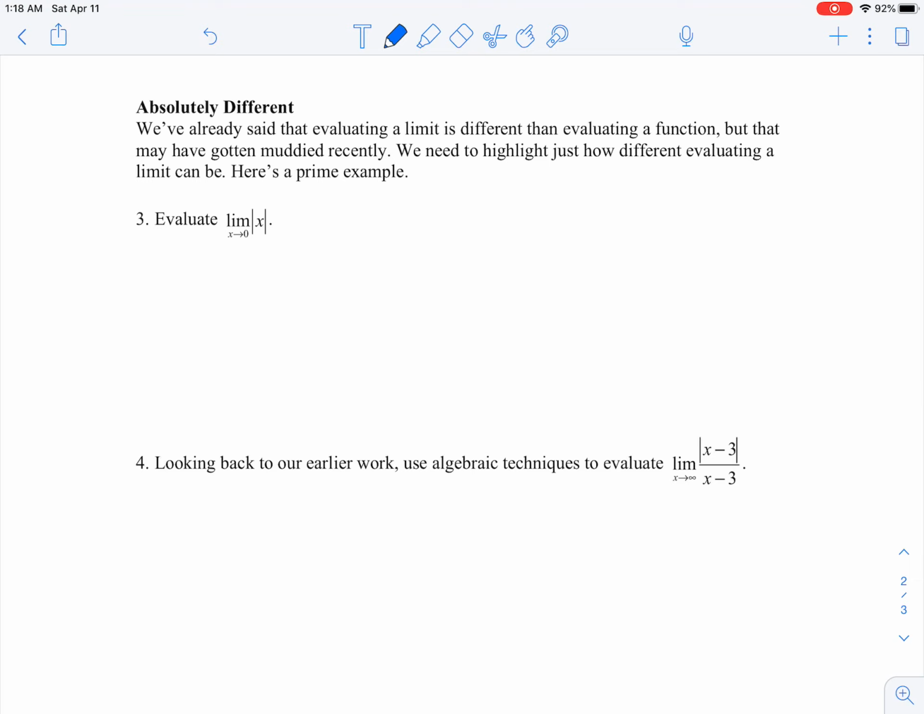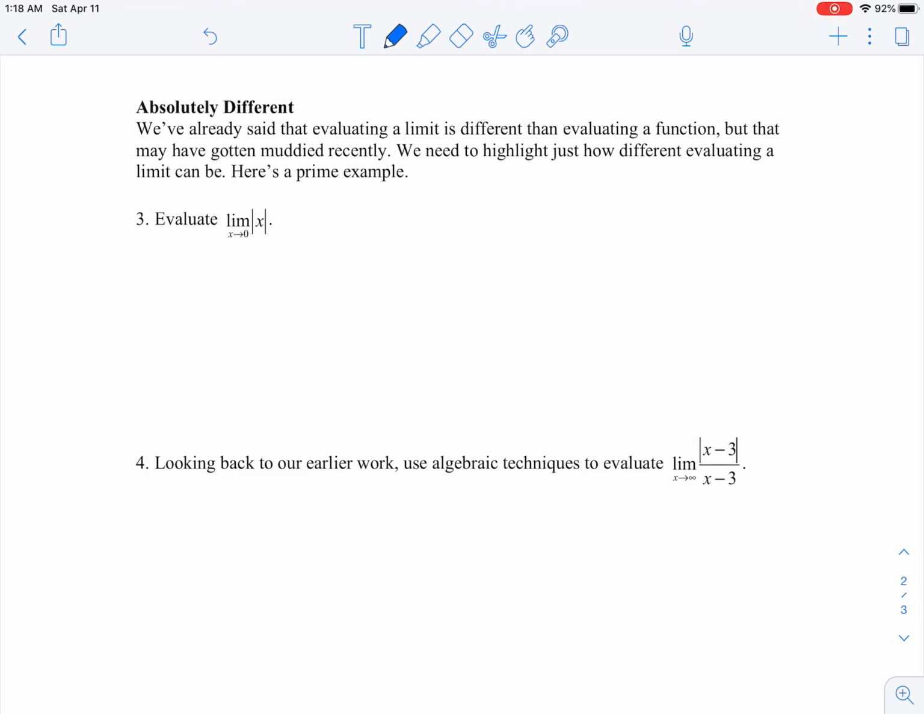These next problems are absolutely different. We've already said that evaluating a limit is different than evaluating a function, but that may have gotten muddied recently. We need to highlight just how different evaluating a limit can be. And here's a prime example. Good old absolute value of x. Let's evaluate the limit as x goes to 0 of the absolute value of x. Now, we're not allowed to just plug in 0.